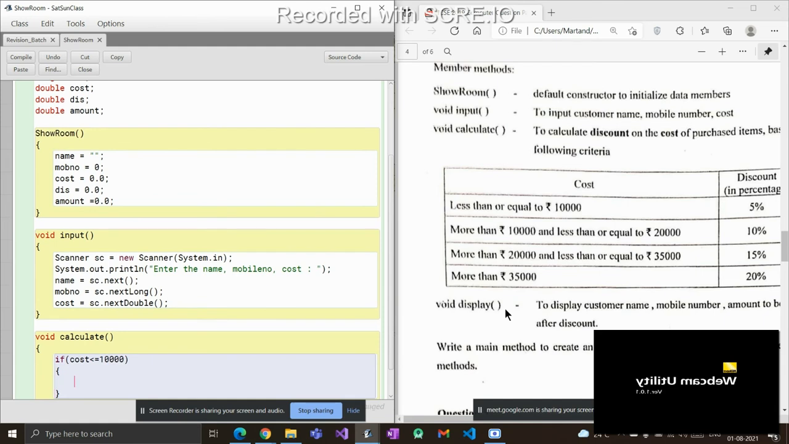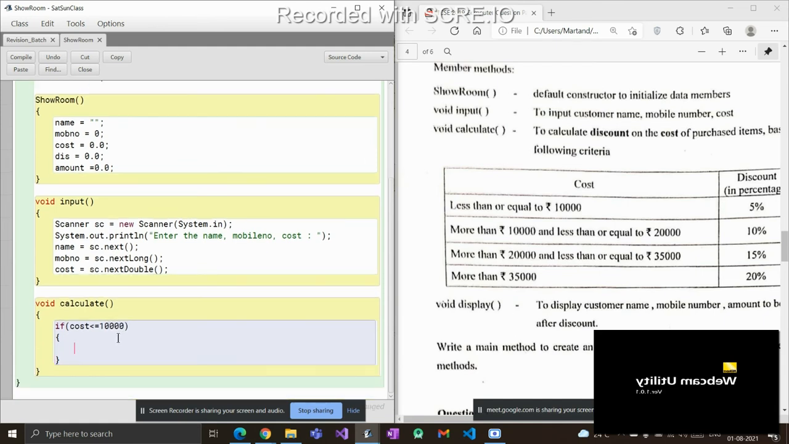I hope my screen is visible to you. Yes, everyone? Okay. Perseus, are you there? Yes, sir. Okay. So cost less than or equal to 10,000, so I have to give 5% discount. Now what do you mean by 5% discount? I have to calculate it in dis. So I write dis equal to whatever cost I have, I will be multiplying it with 0.05. Am I right? Yes, it will be 0.05 when it's 5%.